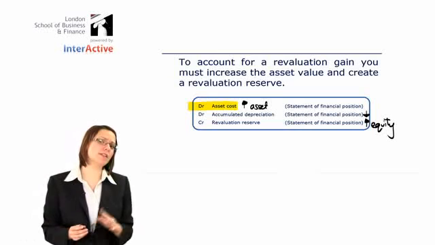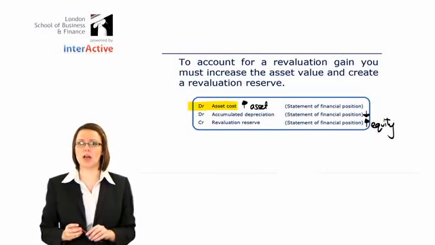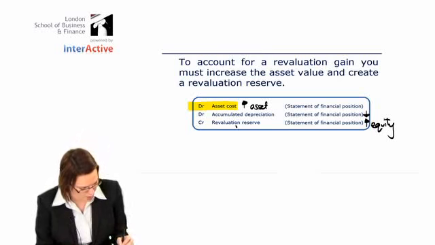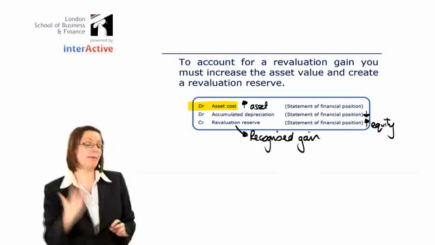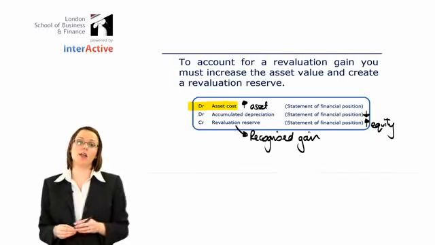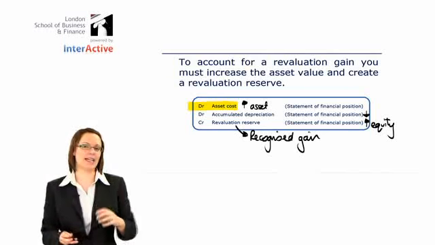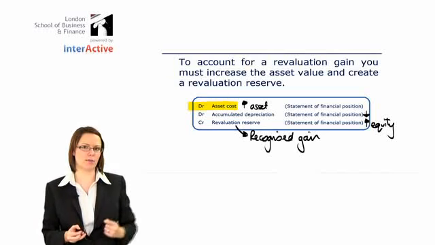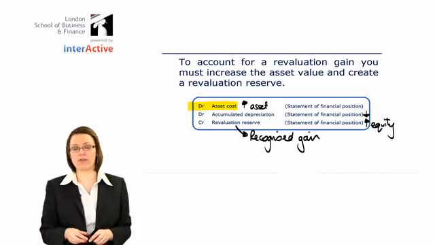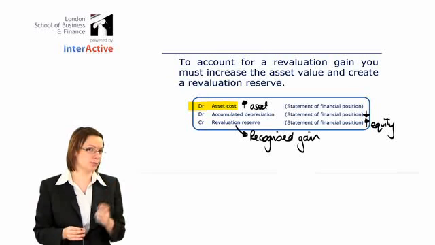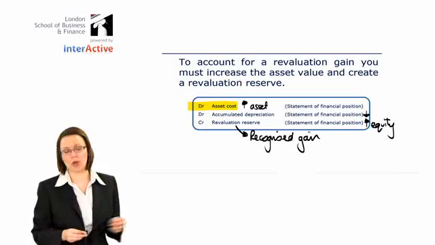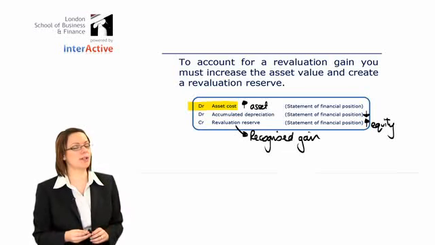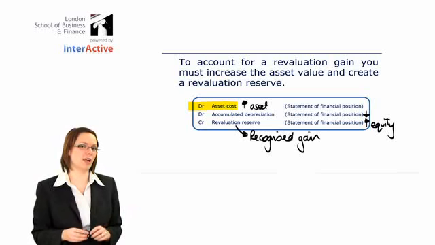So, we must learn this new account of the revaluation reserve. It is a recognised gain. It benefits the owners of the business, but is not a realised gain. It's not an actual income item. It's not going to increase profits until such time as you dispose of the asset. So until that time comes, we've got to make the double entry work. It's going to the revaluation reserve as a recognised gain.